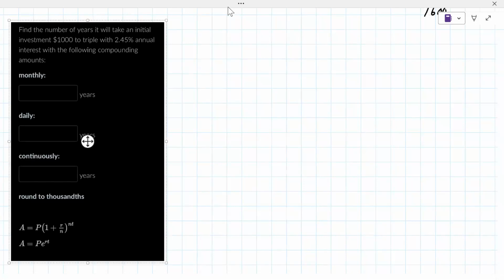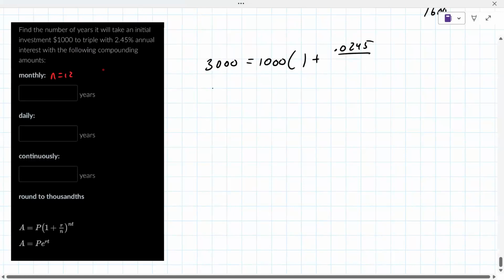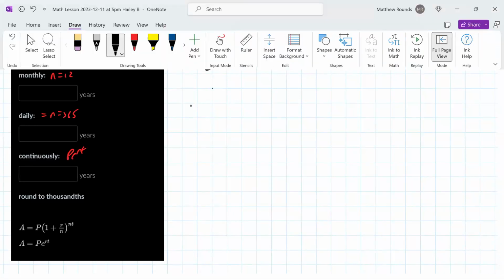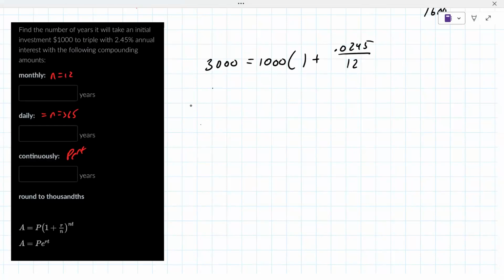Okay. So we want to get to 3,000, starting with 1,000. That's 1 plus 0.0245 over n, for the monthly one, n equals 12. For the daily, it's n equals 365. And continuous, it's PERT. That's actually the easiest one of them to do. So it's over 12 to the 12 times t power. So this is kind of a mess to solve.